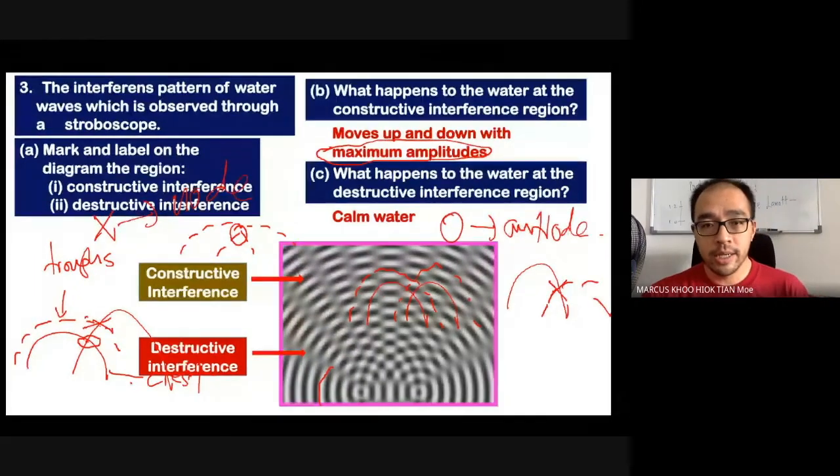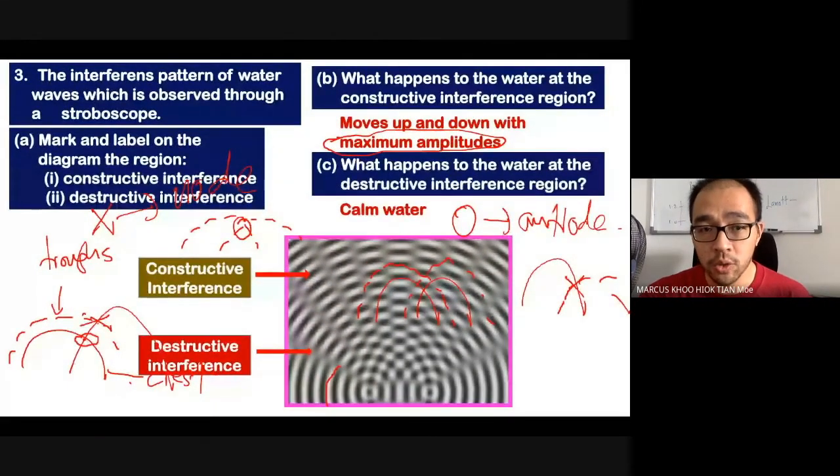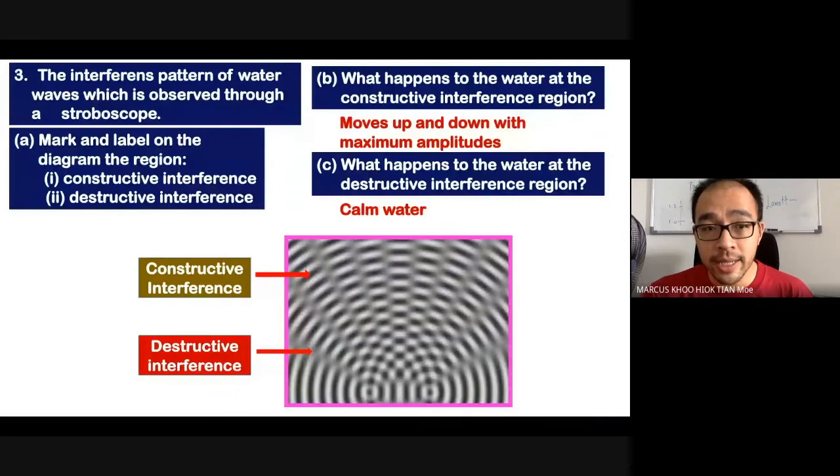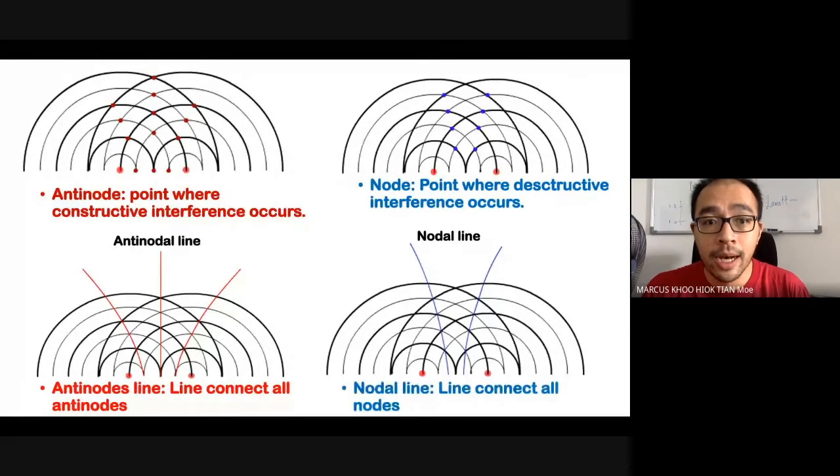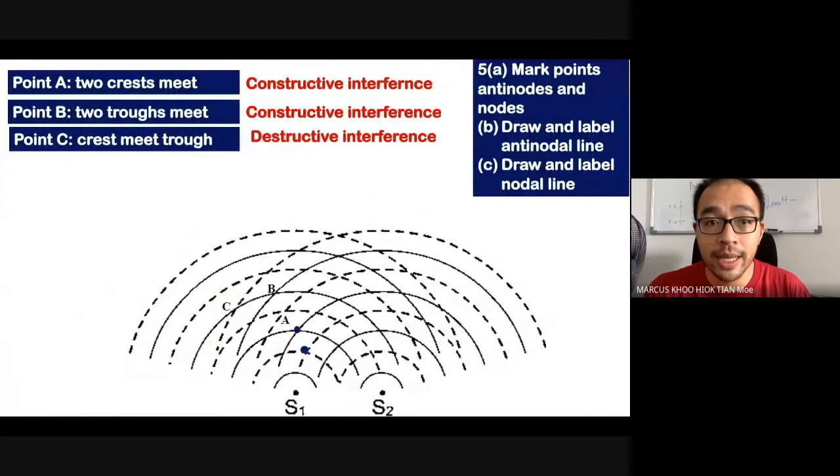Do you notice that when you draw the antinodal and nodal, actually it looks exactly like this, except that the antinodal region, the constructive interference region, is much bigger than the nodal region, the destructive interference region. That is, I think, a very important thing that we need to realize.